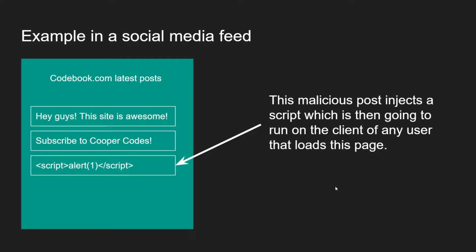especially with React. So we can take a look at this very basic example of a website called codebook.com. Let's just assume that there's some type of functionality where users can submit posts. So this first post here says, "Hey guys, this site's awesome." The second post says, "Subscribe to Cooper Codes." We can assume that to create these posts, users have some sort of text input, but there's someone who's decided to make a malicious post where the title of his post, for example, is actually a script. This will then get rendered as an actual HTML script, and it will alert one to the user.